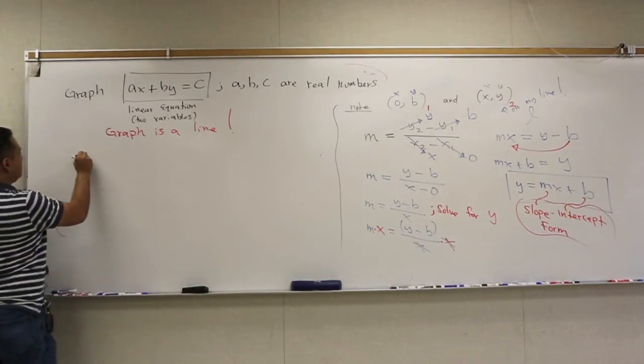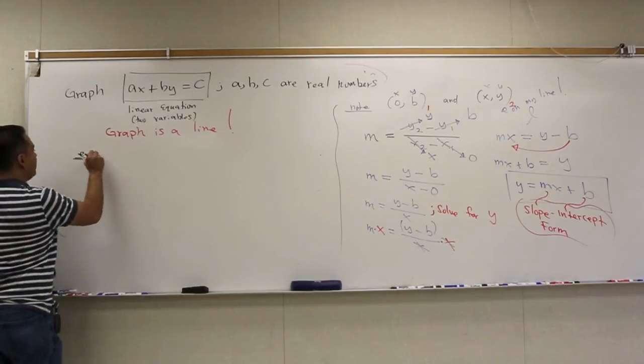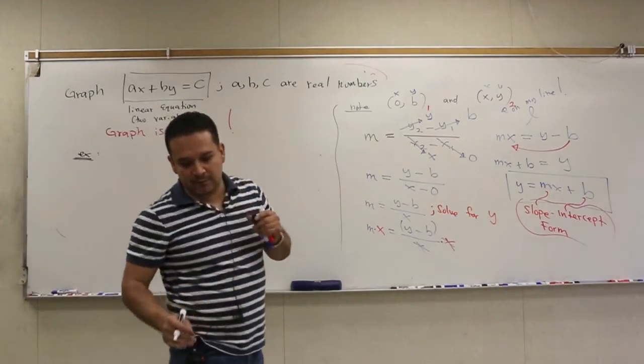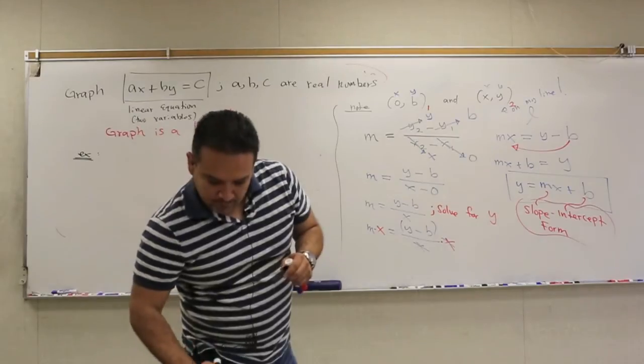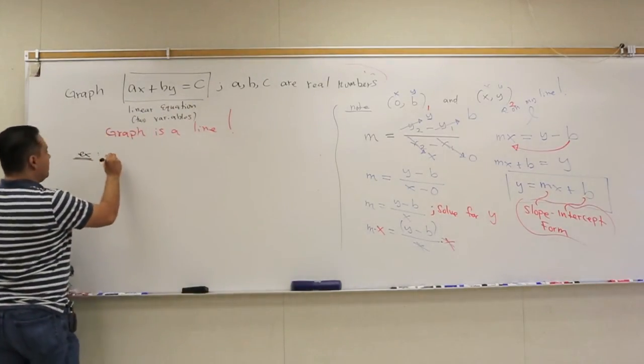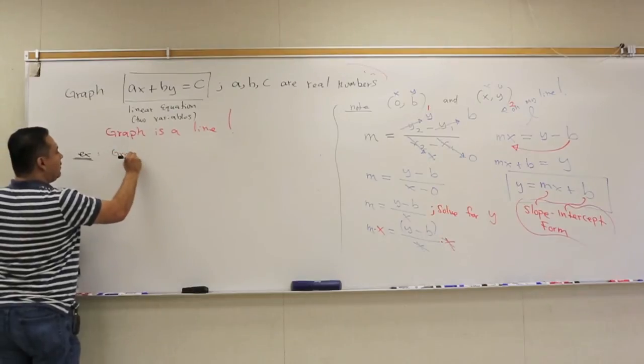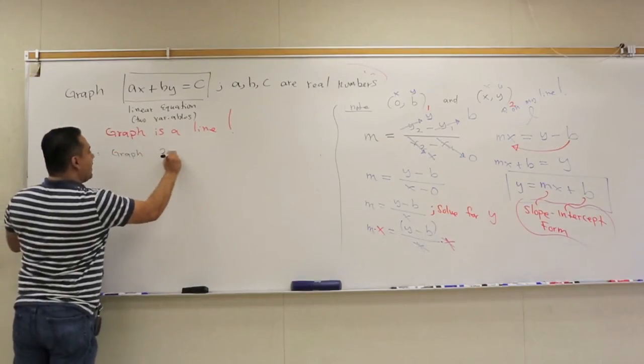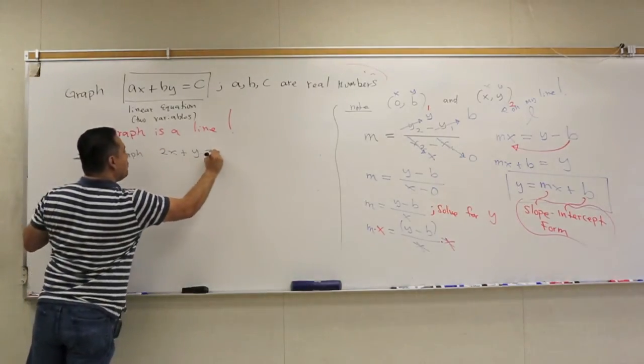So for example, they can give you something that looks like this. They're going to say graph 2x plus y equals 3.